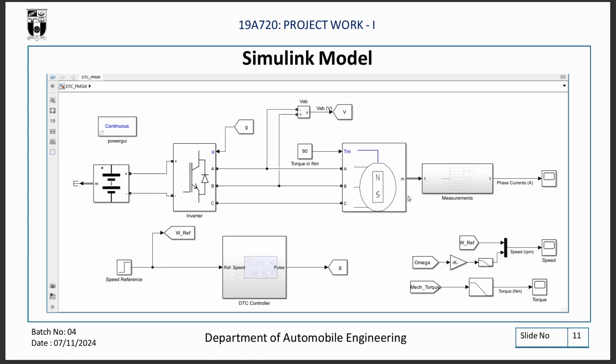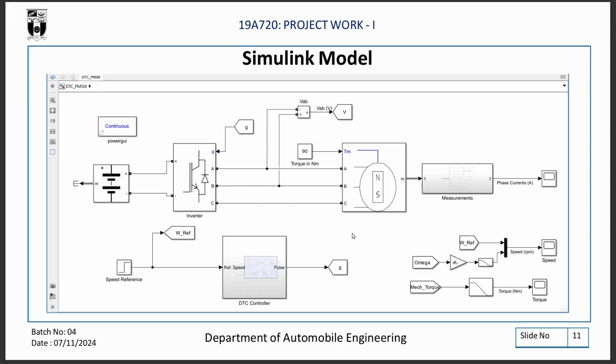So this is the simulation that we have done in the Simulink model. First, we have a supply voltage of 400 volts with a 60 amp battery, and we have used a universal bridge inverter, and this universal bridge inverter gets the input of the pulse width in the form of G, and this pulse width is an output of the voltage DTC controller block.